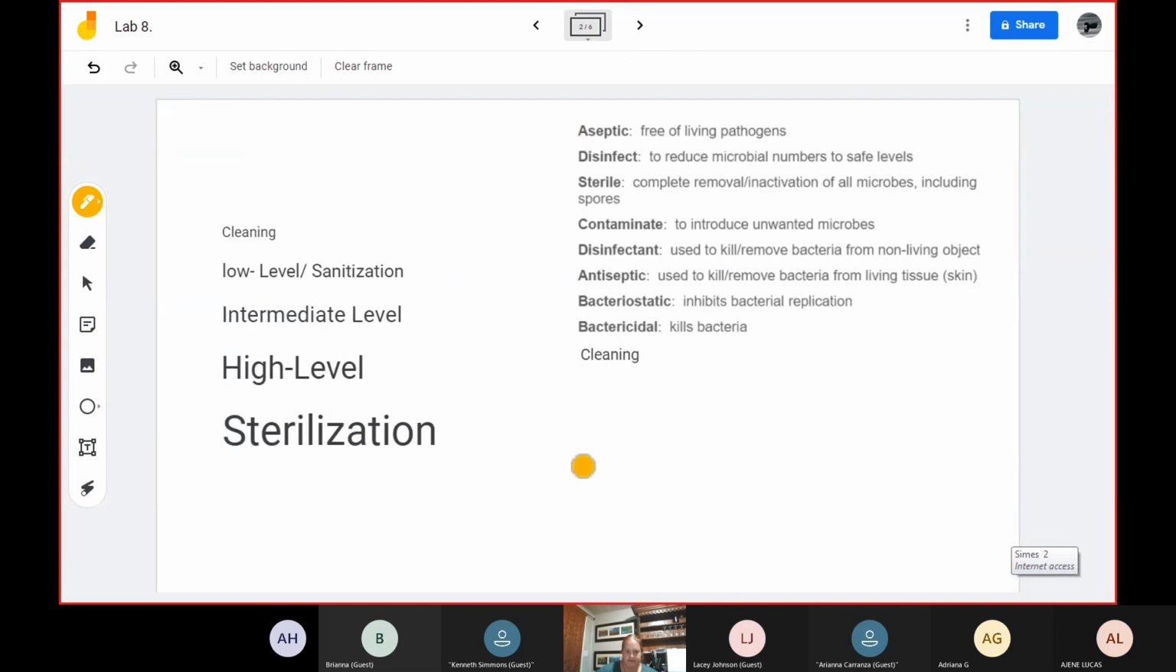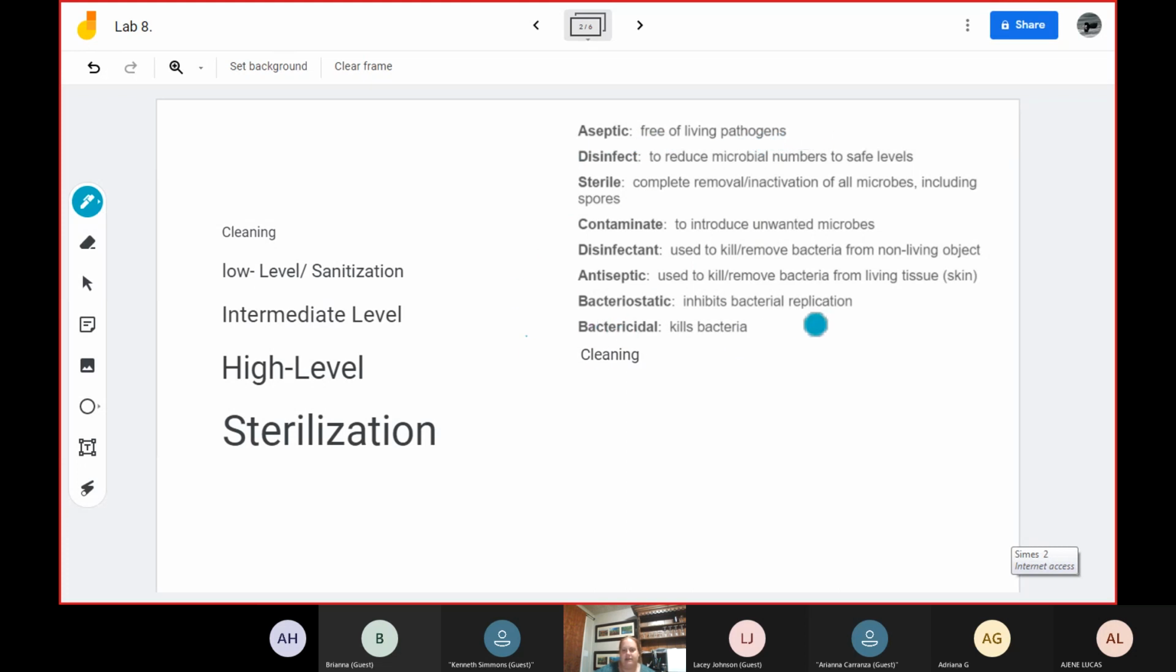So this next slide, this is a slide I took from James's PowerPoint. It gets into a little bit more of the terminology that you guys need to understand. So I think we've gone over quite a few of these terms already. Aseptic, free of living pathogens. We've been talking about that since lab 1.